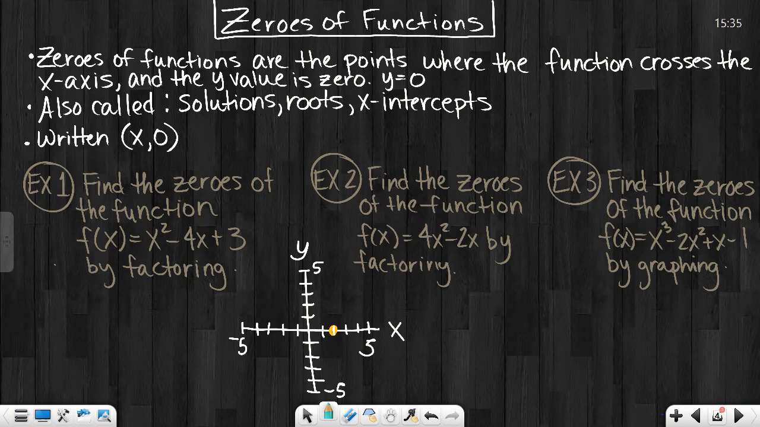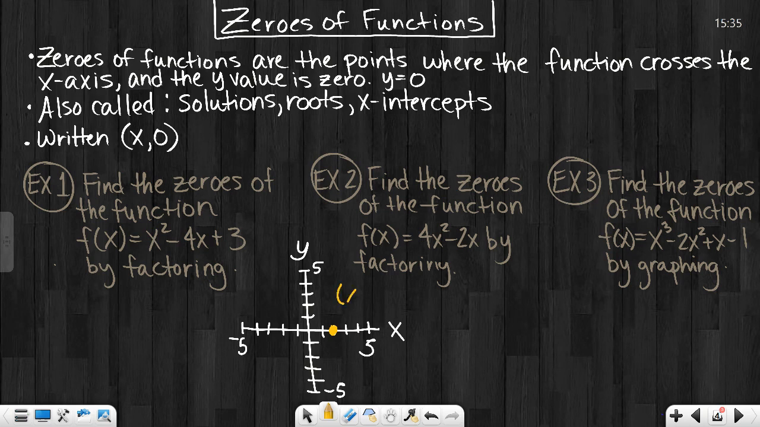Zeros of functions are the points where the function crosses the x-axis, and the y value is 0. Y equals 0. Remember, the x-intercept is where the y-coordinate is equal to 0, and the y-intercept is where the x-coordinate is equal to 0. So if you look down here, I have an axis created for you with a window of -5 to 5 for both x and y. You can see I have a point. This point right here is considered an x-intercept, or a 0, because it is on the x-axis. The reason it is called a 0 is because the y value for it is 0.